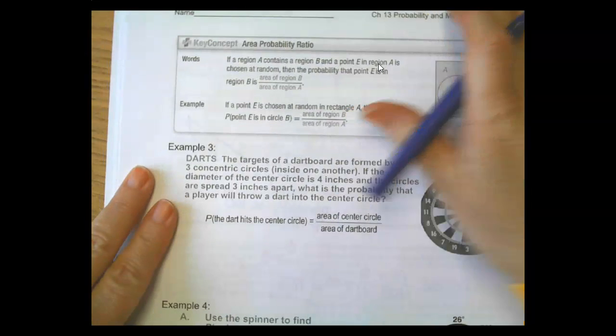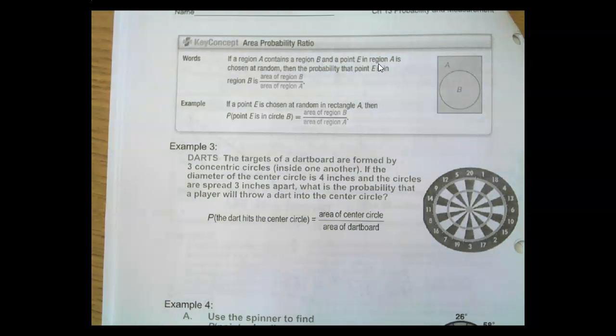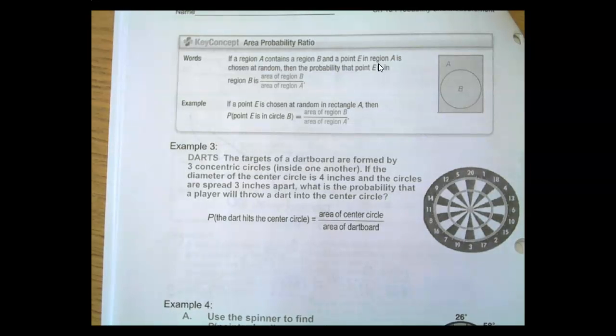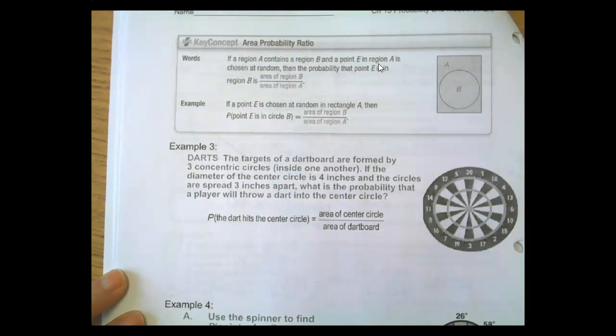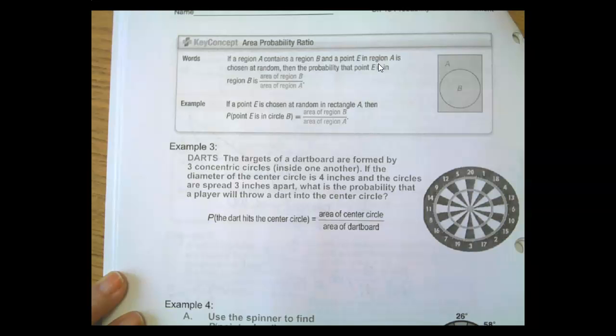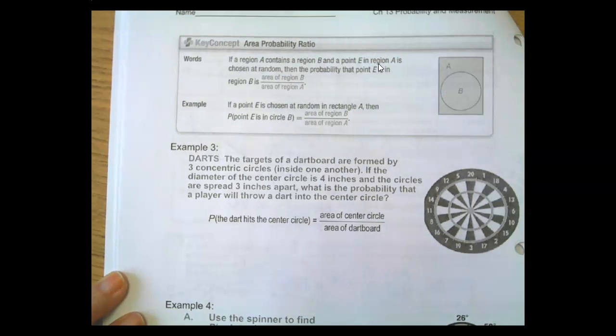So that was length. Now we're going to talk about area probability, and this one was a little bit weird as well. So if a region A, so you're taking this big thing here, A, and you have B, the circle inside of A, and the point E in region A is chosen at random, then the probability that point E is in B is B to A. Same sort of thing, but it's kind of hard to think about it.